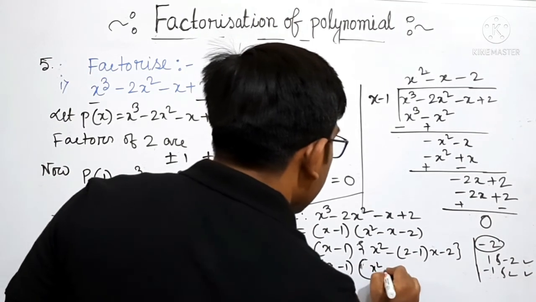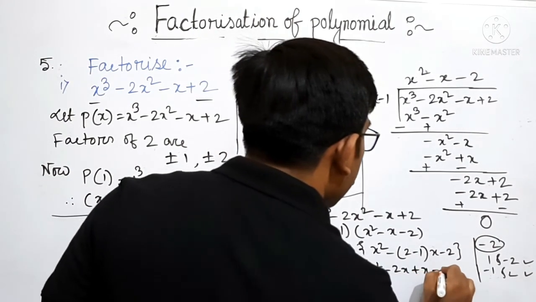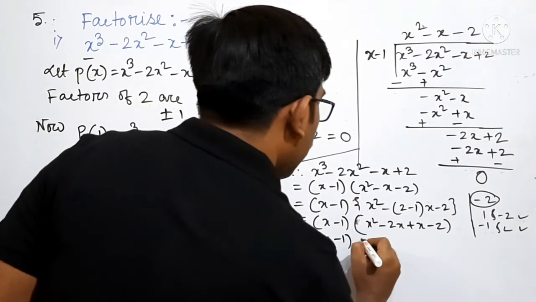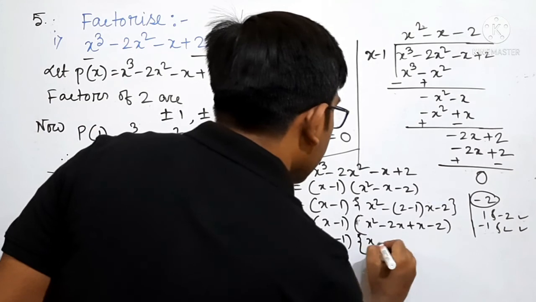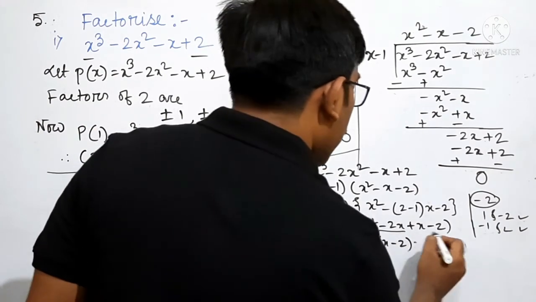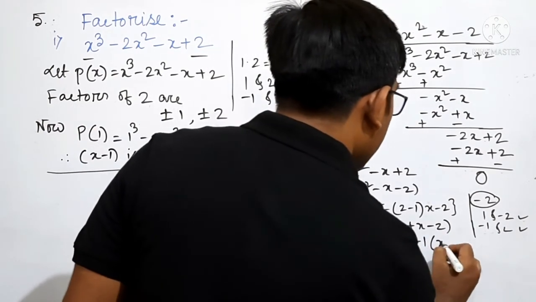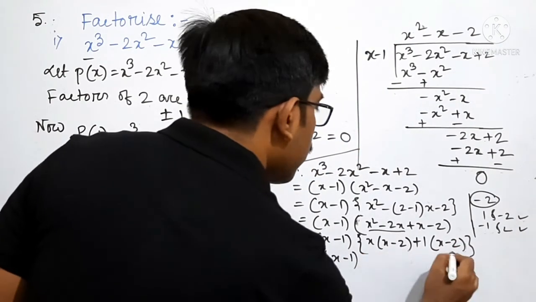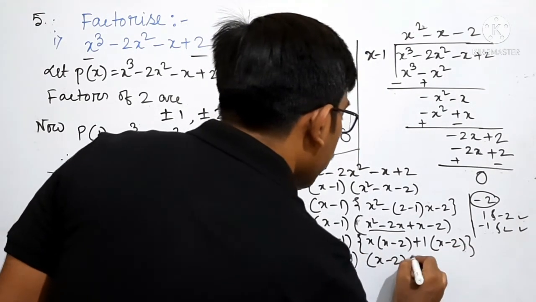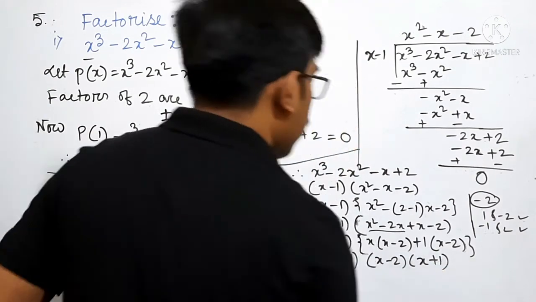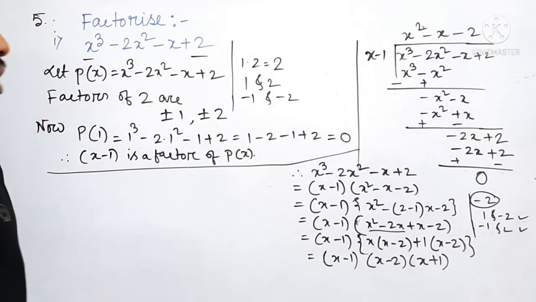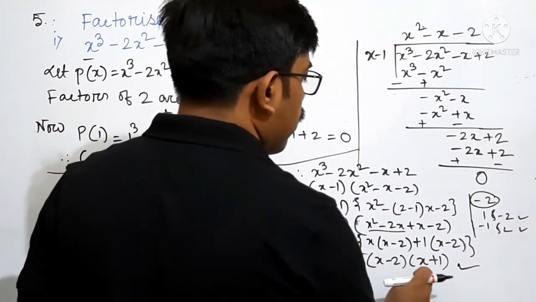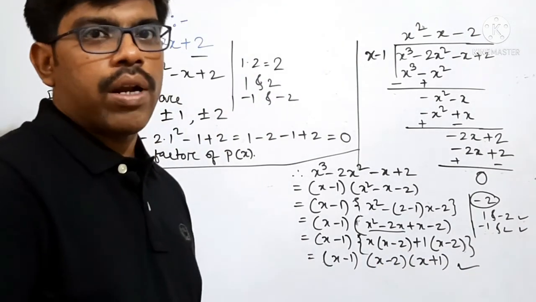Here it will be x square minus 2x plus x minus 2. From the first two terms we take x common, x minus 2, and from the last two terms we take 1 as common, so it will be x minus 2. Now x minus 2 is common, and the remaining will be x plus 1. So at last we get the factors as x minus 1, x minus 2 and x plus 1.